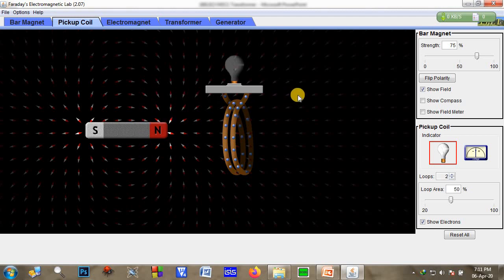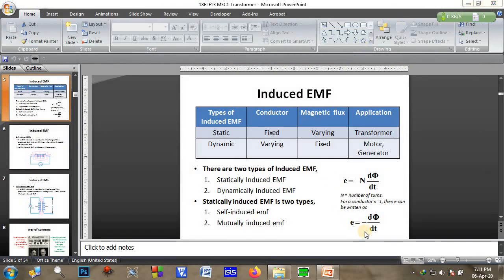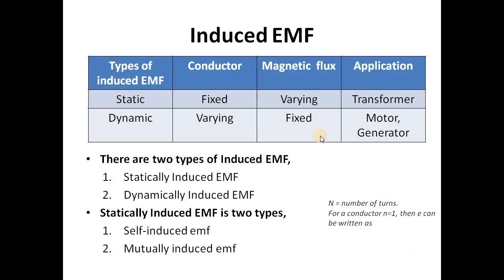Hope now you have got the clarity between statically induced EMF and dynamically induced EMF. Again, the dynamically induced EMF is used in motors and generators, and the statically induced EMF is used in transformers. So now we will focus mostly on the statically induced EMF. The statically induced EMF is further classified into self-induced EMF and mutually induced EMF.